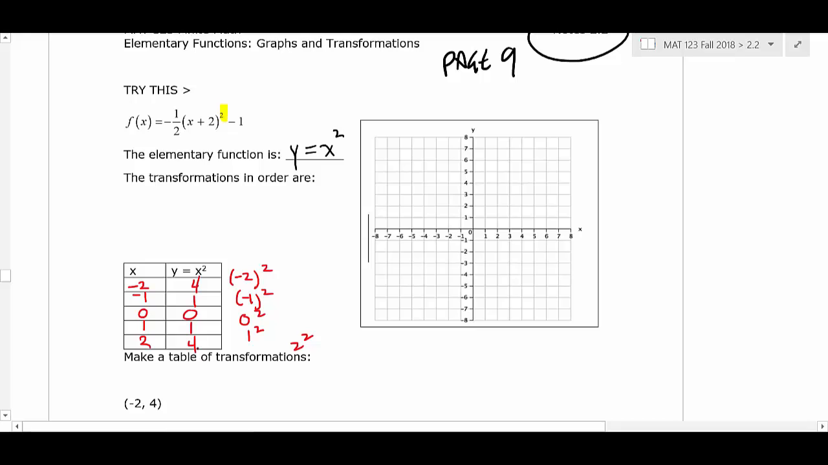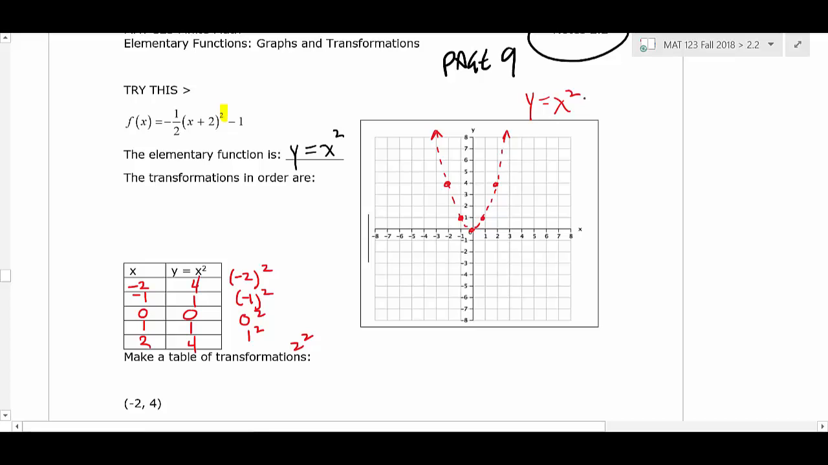Now what you want to do next is go ahead and plot those 5 points on the graph that I gave you. And then I'll have you use a dashed curve on that. So we're going to go left 2, up 4, left 1, up 1, 0, 0, 1, 1, and then over 2, 4 like that. So that's the elementary function, and we're going to move it around with what we call transformations. That's what we were working on last time. So that's y equals x squared. Anybody have a question about what I did there?